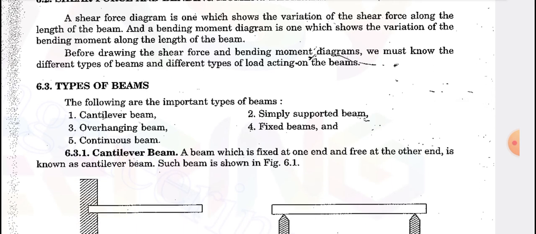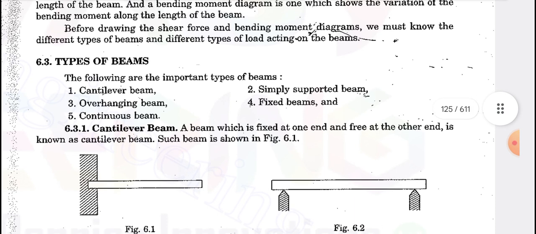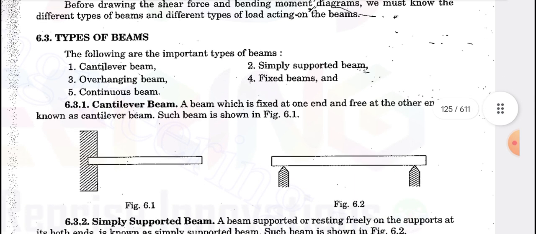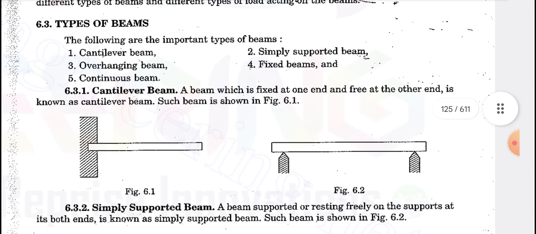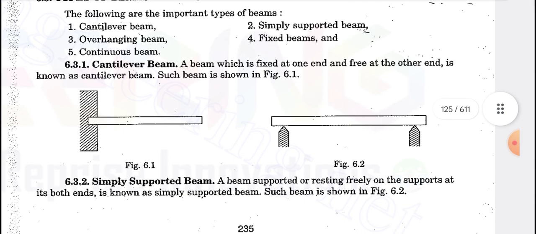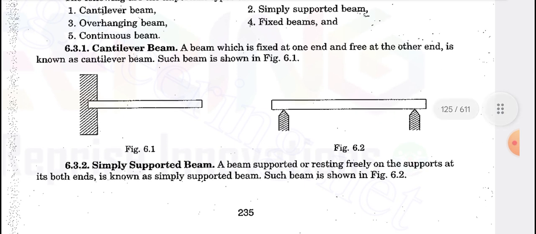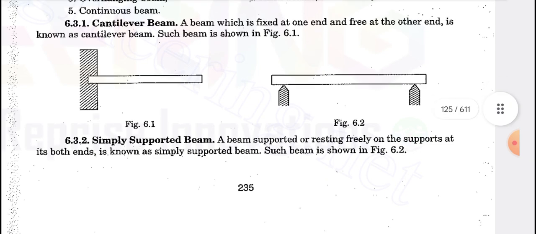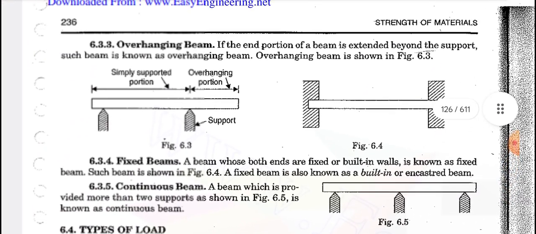The types of beam available are the cantilever beam, simply supported beam, overhanging beam, fixed beam, and continuous beam. Figure 6.1 shows the cantilever beam. In the cantilever beam, one end is fixed and the other end is free. Figure 6.2 shows the simply supported beam, where the two ends of the beam are simply supported.